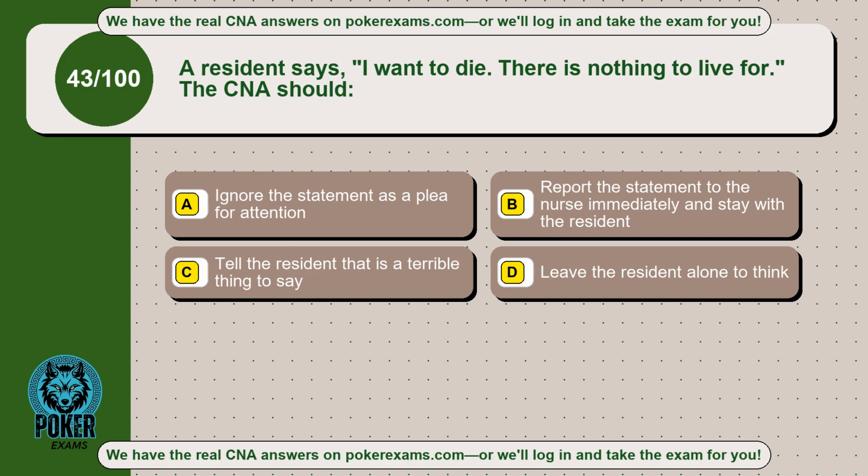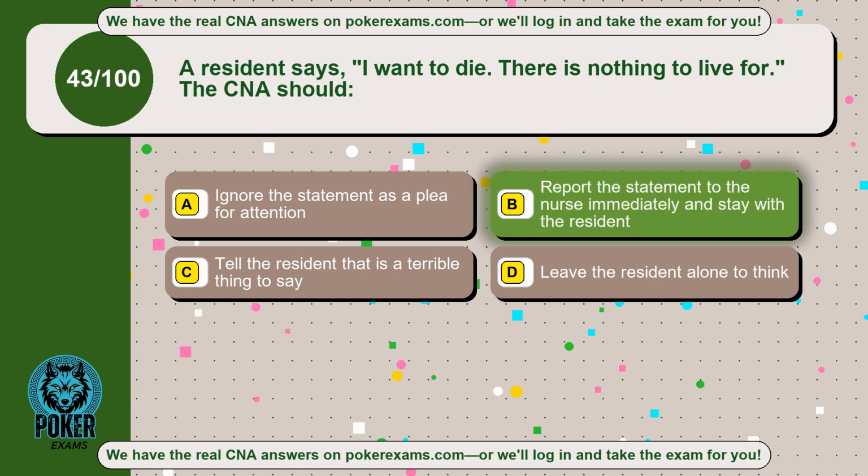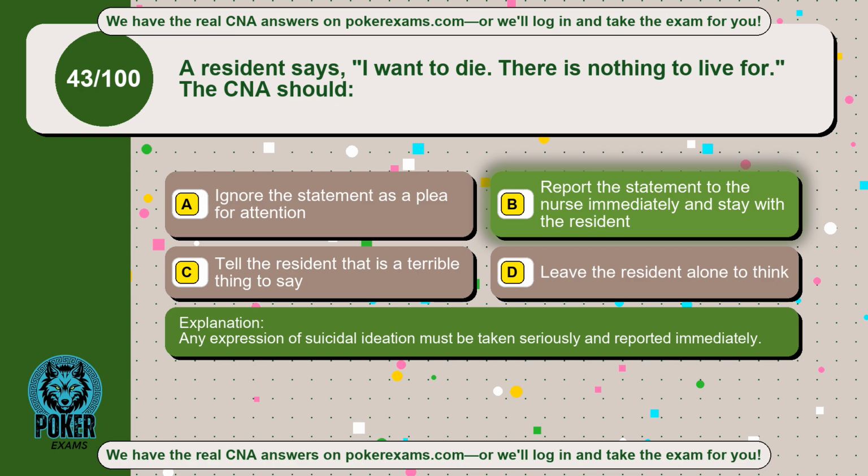Question 43. A resident says, "I want to die. There is nothing to live for." The CNA should: Option A: ignore the statement as a plea for attention. Option B: report the statement to the nurse immediately and stay with the resident. Option C: tell the resident that is a terrible thing to say. Option D: leave the resident alone to think. The correct answer is option B: report the statement to the nurse immediately and stay with the resident. Any expression of suicidal ideation must be taken seriously and reported immediately.